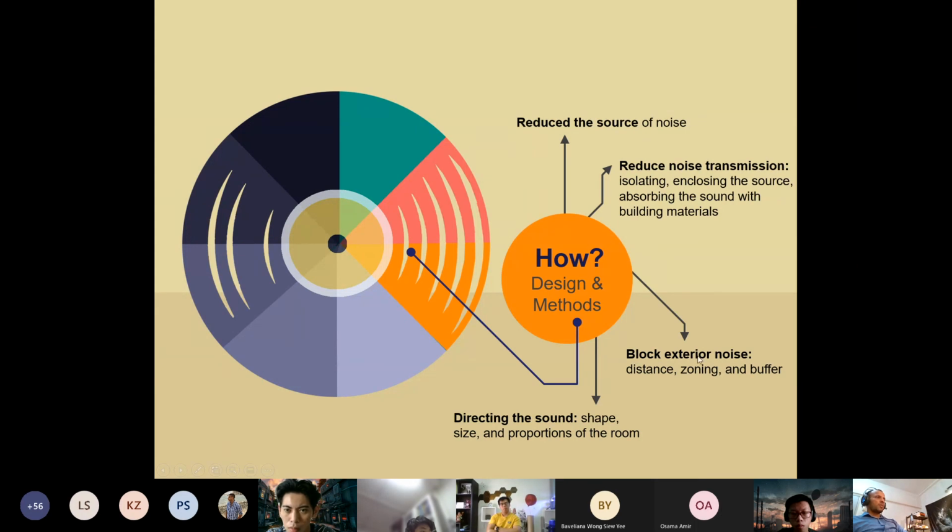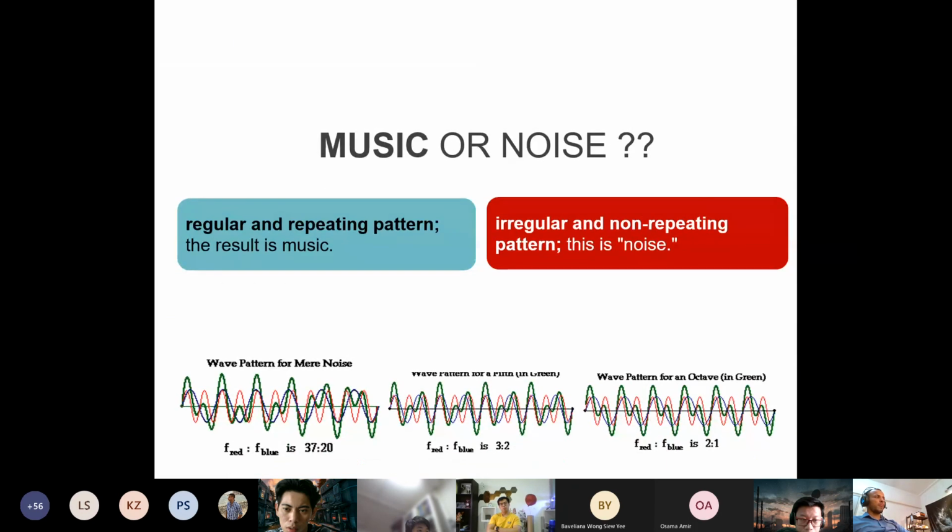We can also block exterior noise, or we play with the distance from the noise source. We can create buffer zones, especially using plants. We can also direct the sound. Instead of using shading devices to protect the glazing from direct solar radiation, we can also install shading devices. We can install some walls to reflect noise to another direction.